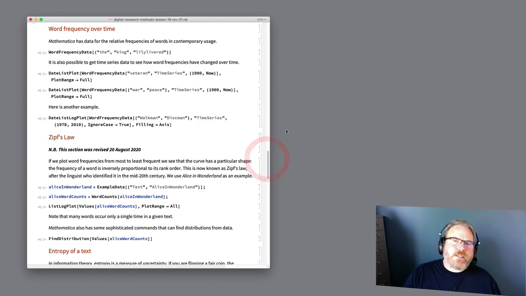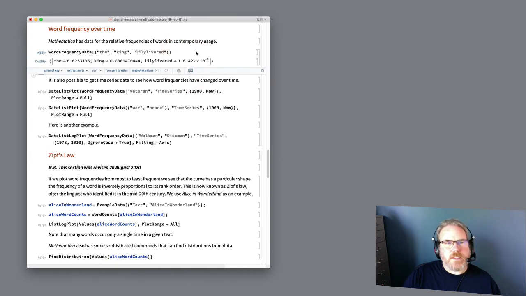We can investigate how word frequency changes over time. Here are 3 words. Word frequency data will tell us the relative frequency of these words. The, a super common word in English, has a very high relative frequency. King, a common enough word, has a much lower frequency. And lily-livered, not a word that most of us use very often, has a very, very low frequency.